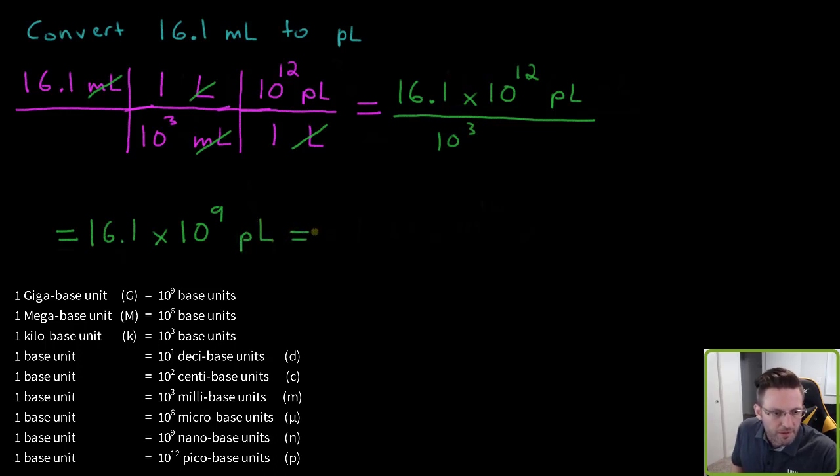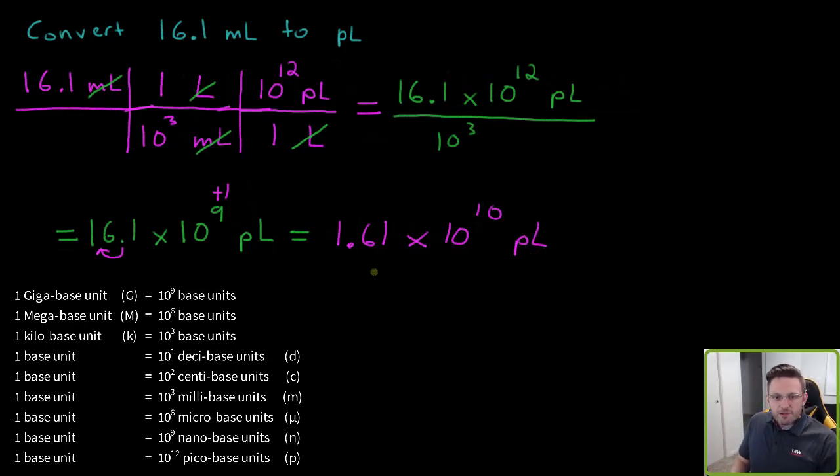picoliters. Okay, but we want our answer to be in strict scientific notation. That means this number needs to be between 1 and 10. To do that, we've got to make this number smaller. We've got to move the decimal place over one spot to the left. That means we've got to increase our exponent here by 1. So that leaves us with 1.61 times 10 to the 10 picoliters. And that should be our correct answer in strict scientific notation.